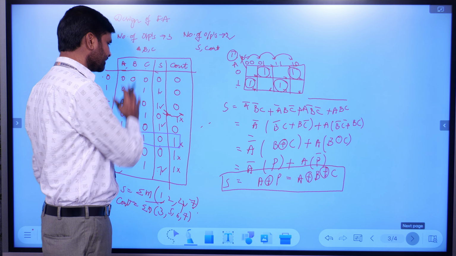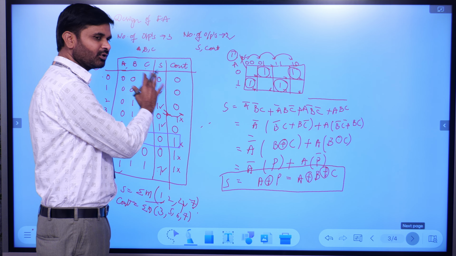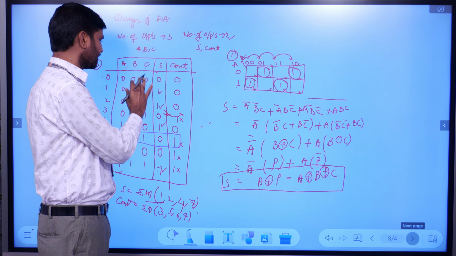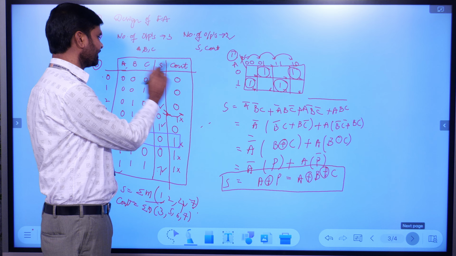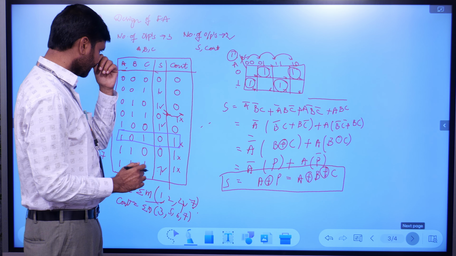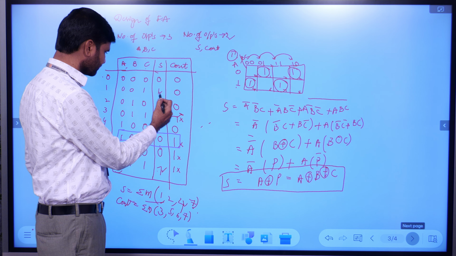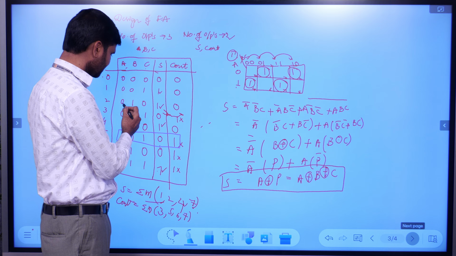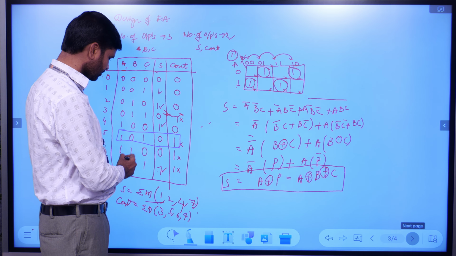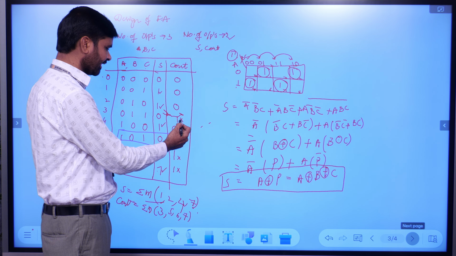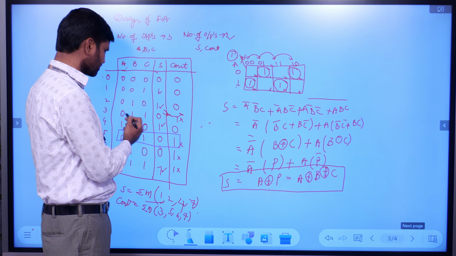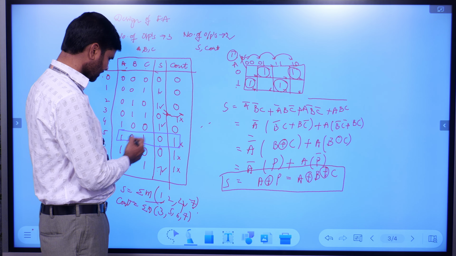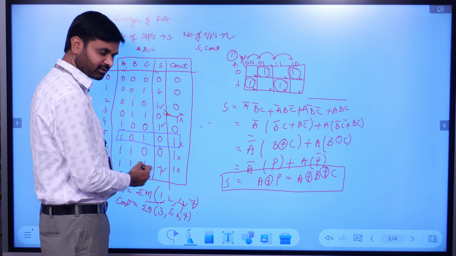So this is the functional description of the full adder circuit. That is the truth table of the full adder circuit, which gives the relation between sum and carry and the inputs A, B, C. So here, if you see, sum is equal to 1 for the input combinations 0 0 1, 0 1 0, 1 0 0 and 1 1 1. In the similar way, carry is 1 for the input combinations 0 1 1, 1 0 1, 1 1 0 and 1 1 1.